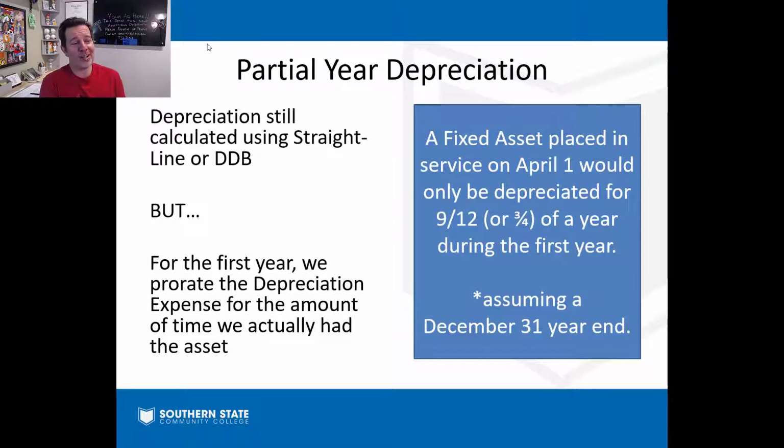It's not that hard. We still calculate the depreciation as we would under straight line or DDB, double declining balance, but, and it's a big but, for the first year, we prorate the depreciation expense for the amount of time we actually held the asset. And so we go ahead and calculate a full year, and then we adjust it for the actual number of months that we held it. So we see our example right here. A fixed asset placed in service on April 1 would only be depreciated for 3/4 of the year, or 9 out of 12 months.